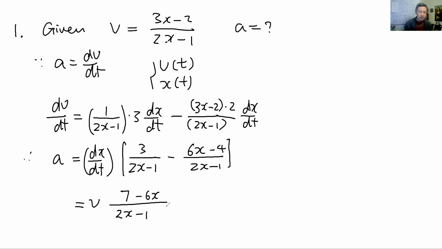Okay. Then we can use the formula again. We substitute the formula here, if you wish. What is v? That is, v is given. So that will equal 3x minus 2 times 7 minus 6x, divided by this square. Okay, 2x minus 1 square.